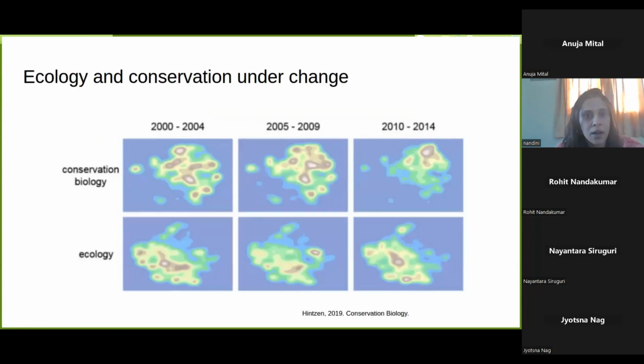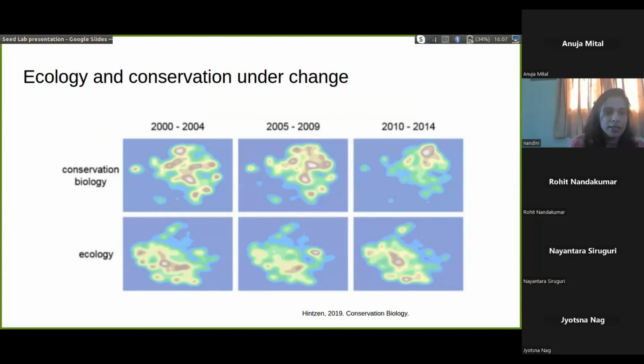So if you look at ecology and conservation today, this is a paper that highlights the last 14 years of publications in leading conservation and ecology journals. If you look at these clouds here, there is a change in focal interests over time in conservation, biology, and ecology. And more so, conservation, ecology, and biology now occupy distinct niches of sorts.